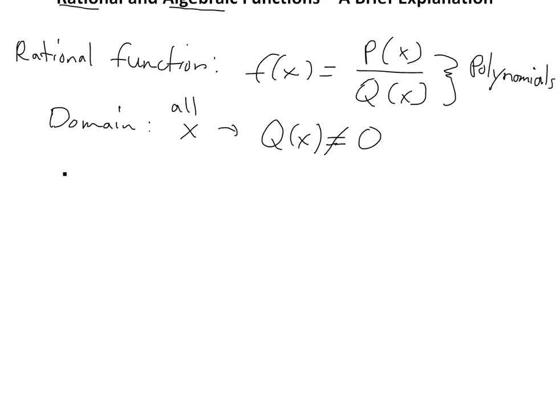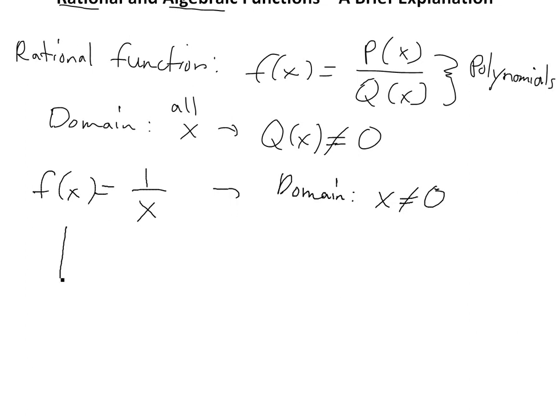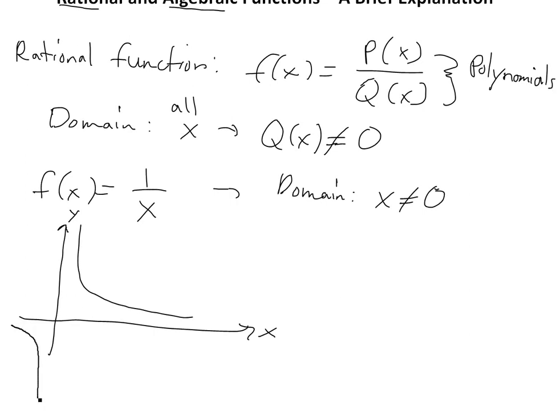A simple example is f of x equals 1 over x. 1 is a polynomial, x is also a polynomial, and the domain is that x can't equal 0. It can equal anything but that. If you were to graph it, this one would look something like this. This is x. This is on the positive side, but it's actually like this as well.